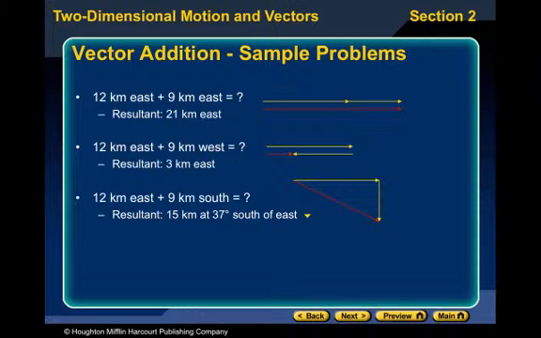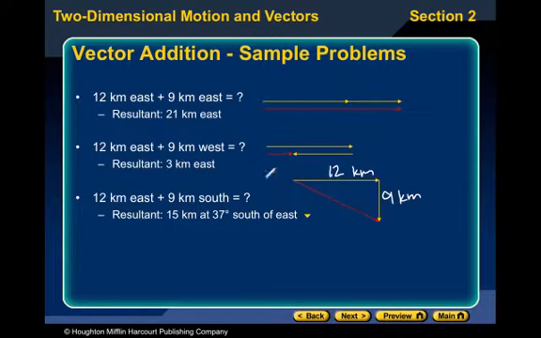The head can't touch the head, and the tail can't touch the tail. So if we have 12 kilometers east and 9 kilometers south, our resultant is going to be 15 kilometers at 37 degrees south of east. Let's write this out. We have 12 squared, 144, plus 81. We all know that's 225.